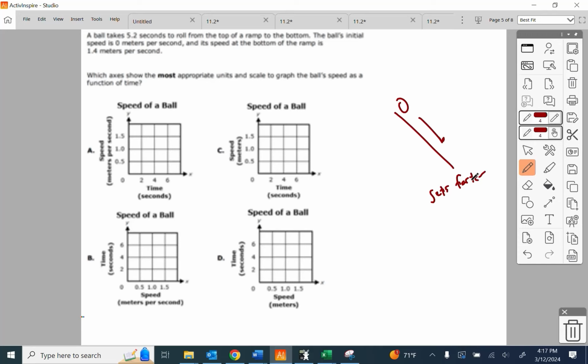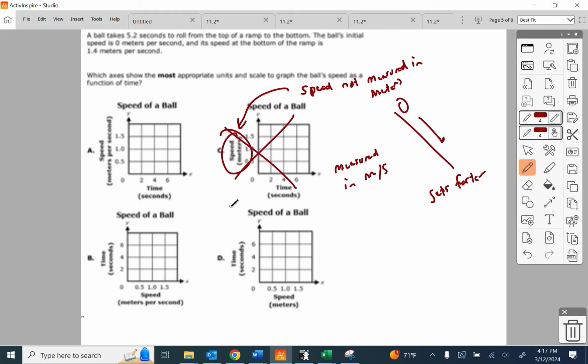Now, there's some things in here that are just some dead giveaway. This says speed meters. Speed is not measured in meters. It's not. It's measured in meters per second. It'd be meters per second. So anything that says something stupid like that is gone. Oh wow, that's really all I needed to know, wasn't it?